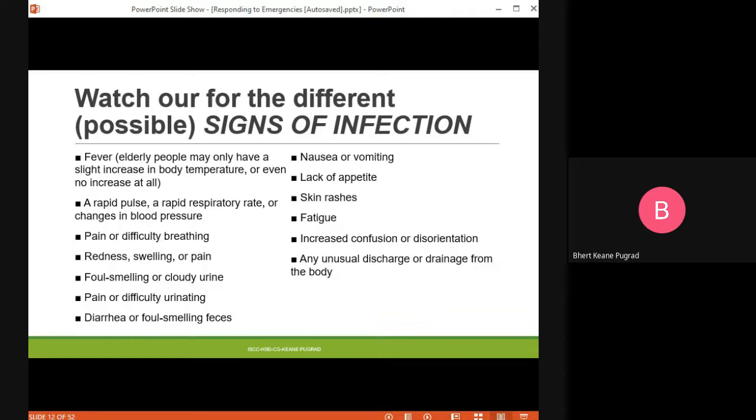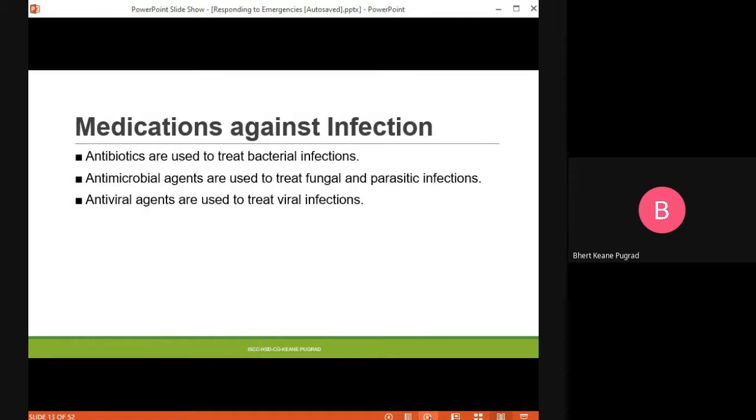Okay? So these are the different signs that we need to watch out to our resident or to our patient. Kapag meron tayong mga nakita na to, na-observe ng mga ganitong sintomas, we really need to immediately inform our supervisor, no, or the resident physician in the healthcare facility or the home care for further investigation or for further evaluation. Okay, medications against infection.